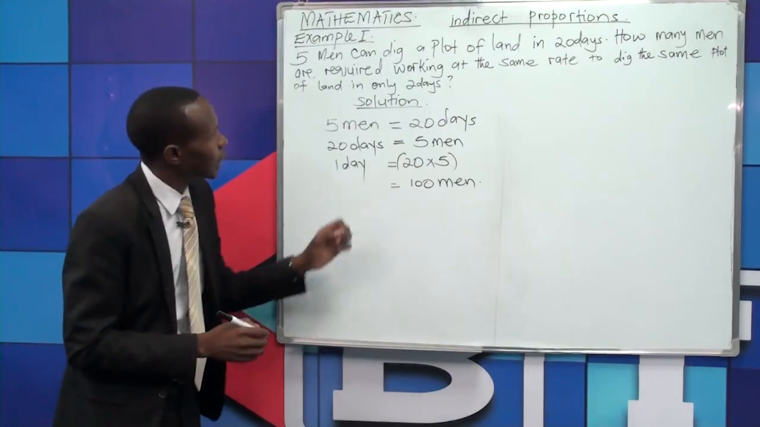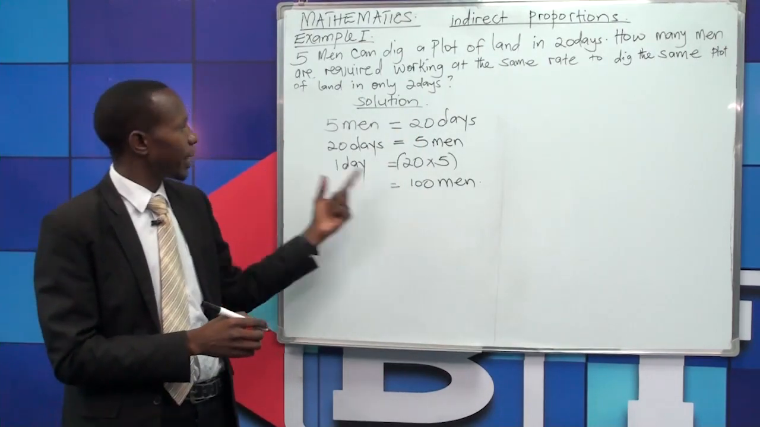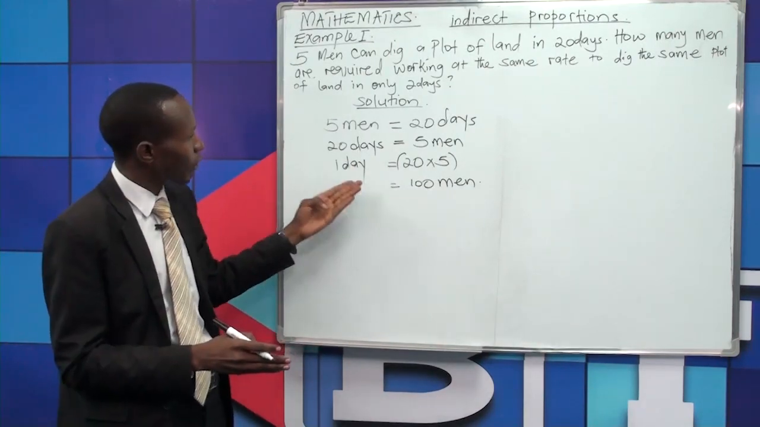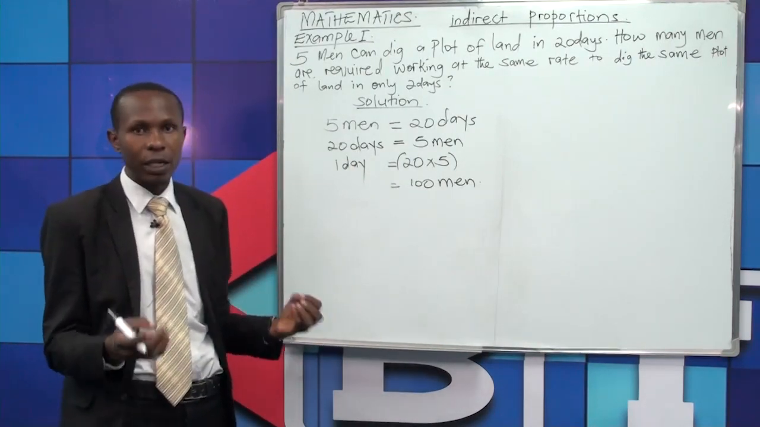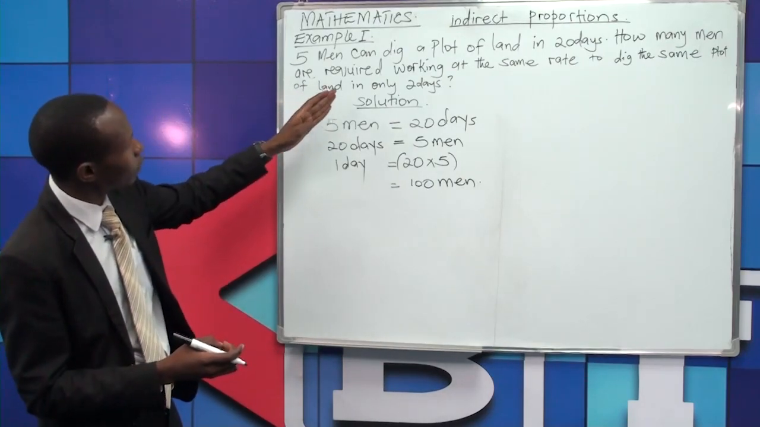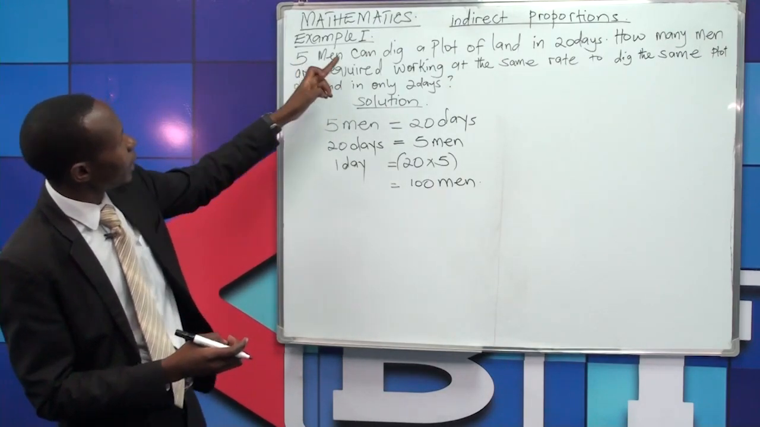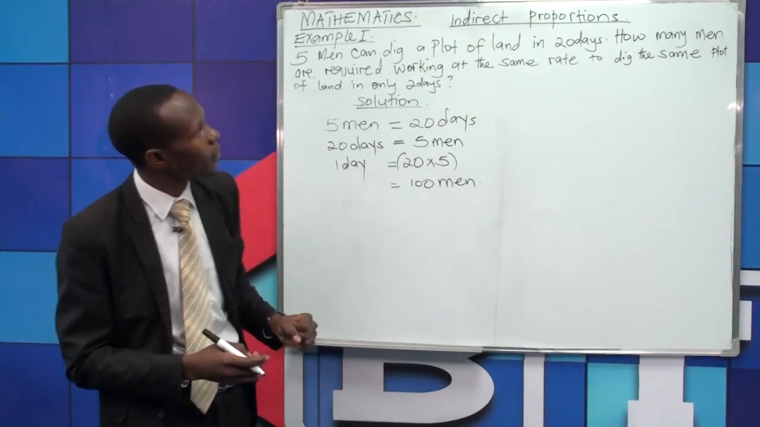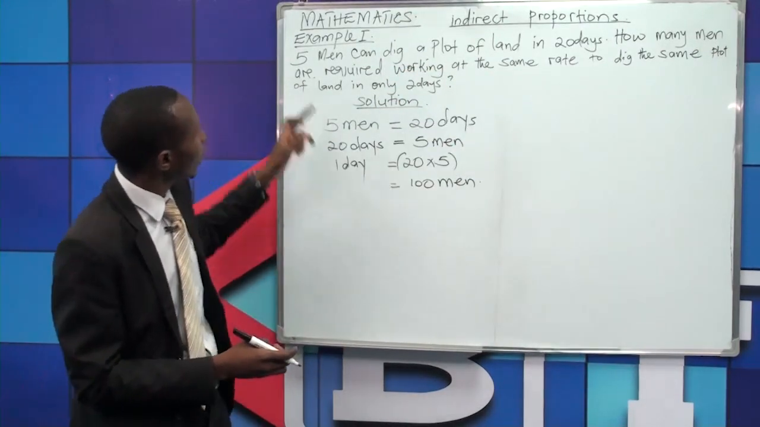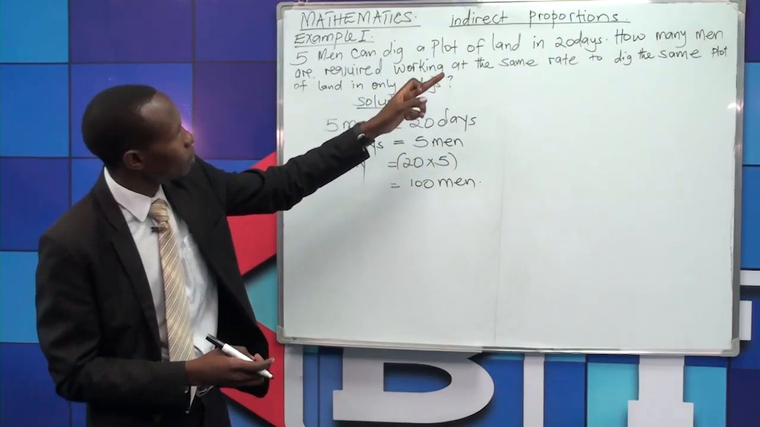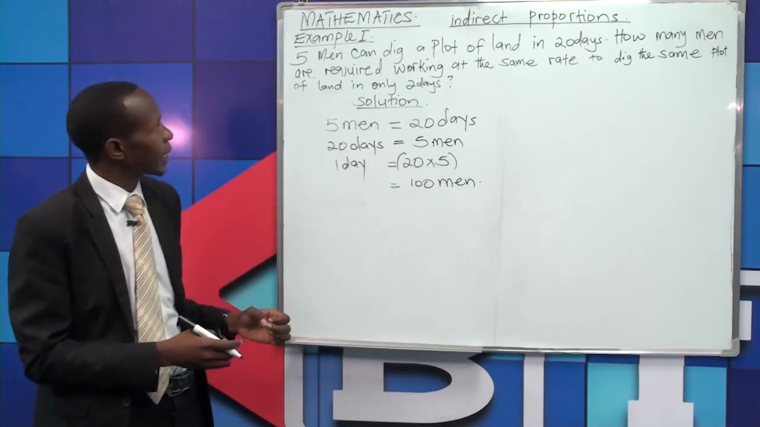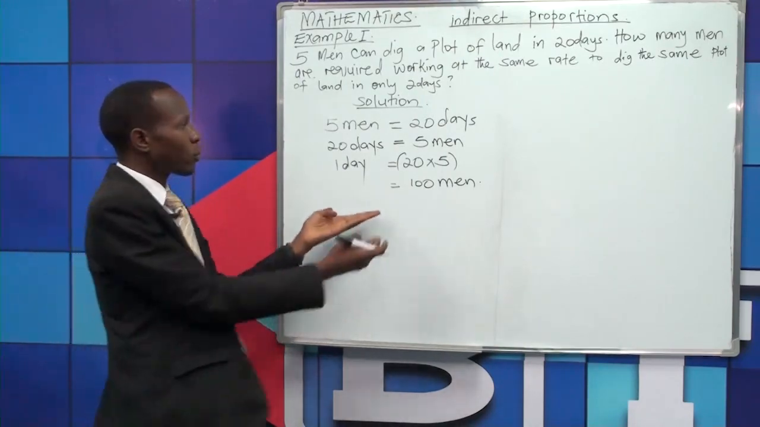Then let's look at this. The question didn't want us to find the number of men that can dig this plot of land in one day. No, they wanted the question. When we look at the question, they said 5 men can dig a plot of land in 20 days. How many men are required working at the same rate to dig the same plot of land in only 2 days? So we have known one day.